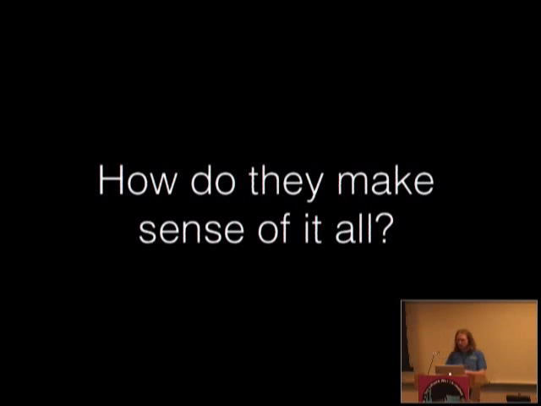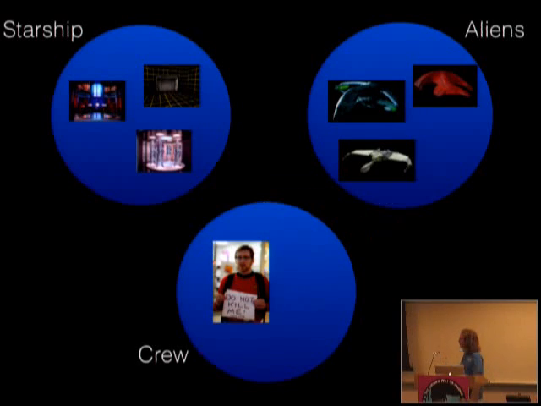So how do they make sense of it all? They break it down, of course, into categories. So there's starship errors, there's alien problems, and there's the crew that keeps getting killed.